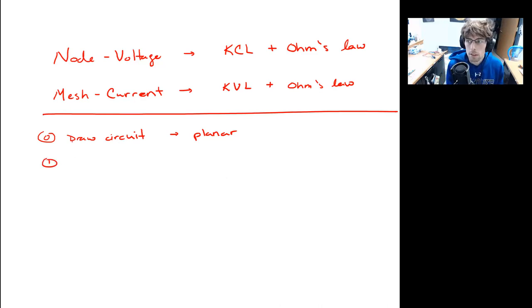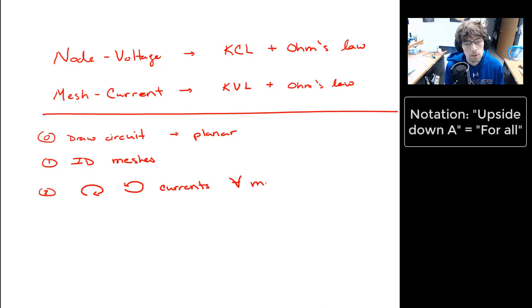So then after that, you need to ID the meshes. And remember, a mesh is the smallest possible loop in a circuit. So a loop that does not contain any other loops. After that, now here's where the magic happens. On your diagram, label the direction of a current in each of the meshes. And I'll be more specific here. Choose either clockwise or counterclockwise currents, and I'll say for all meshes.